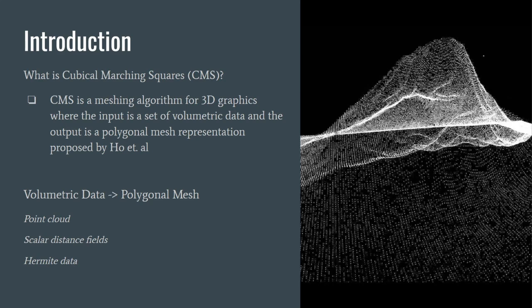Volumetric data is a little more complicated, and it is a volume of information about an object that can come in many forms, such as point clouds, scalar distance fields, Hermite data, etc. This form of object representation is used extensively in the medical field with medical scans, as well as their applications of it with AR. With this information in mind, cubical marching squares, or CMS, is essentially a conversion from volumetric data representation to a polygonal mesh representation of an object.